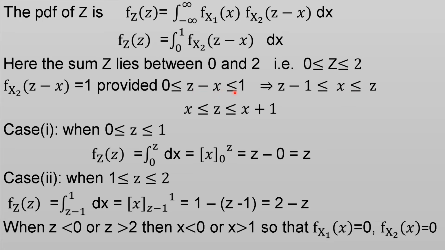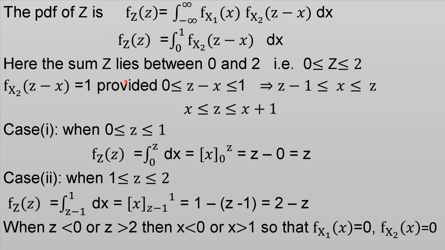And z minus x is less than or equal to 1 means this x will be greater than or equal to z minus 1. So z minus x greater than or equal to 0, less than or equal to 1 implies that the x value should be greater than or equal to z minus 1, less than or equal to z. Or z minus x greater than or equal to 0 means z must be greater than or equal to x. Z minus x less than or equal to 1 means z must be less than or equal to x plus 1. So z must be greater than or equal to x, less than or equal to x plus 1.